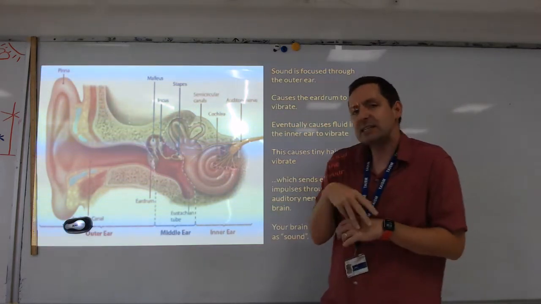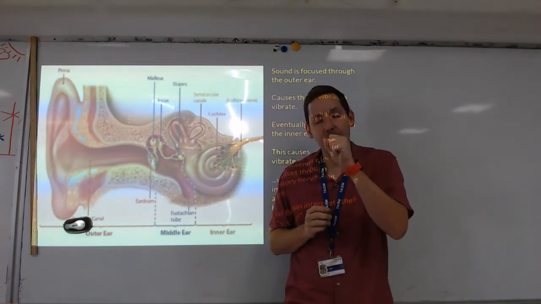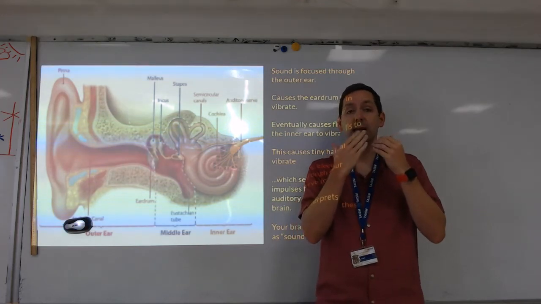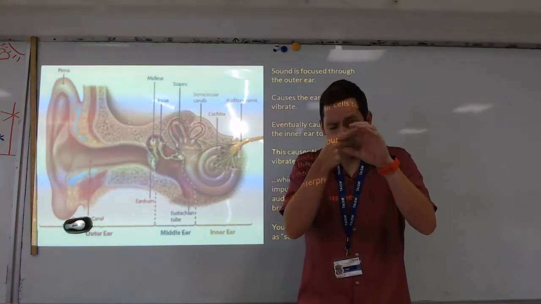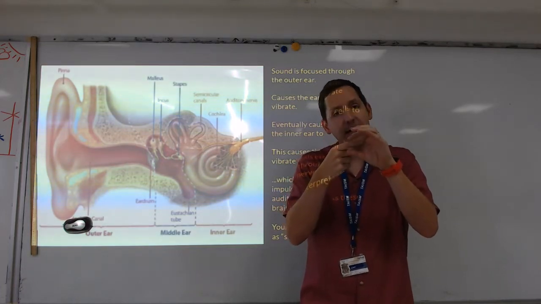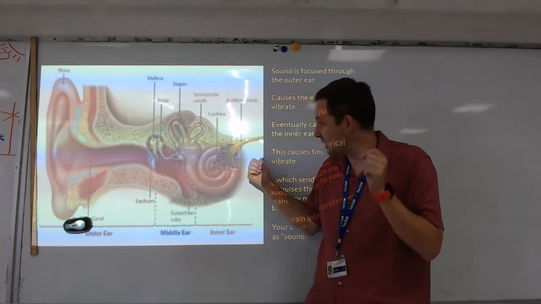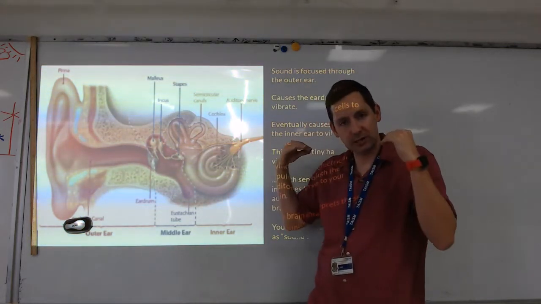Now, this is very similar to what happens when you use a microphone and a speaker, right? When you use a microphone, you, again, create vibrations, which cause the air to vibrate, vibrates all the way to the microphone. When it gets to the microphone, there's something inside the microphone that vibrates and turns those vibrations into an electrical impulse, just like the little hairs turn that into an electrical impulse that goes down to your brain.